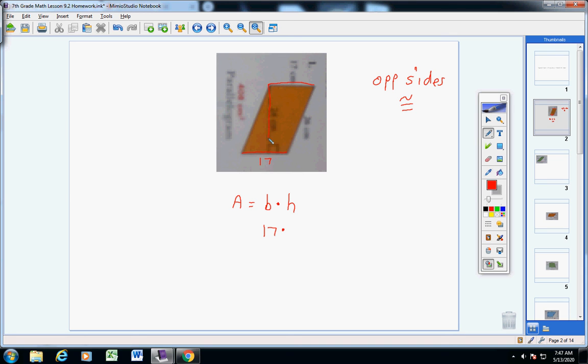Okay, so there's your base, 17. Here's your height right here. And if you look in your book, that blurry number is 24. So we have 17 times 24. Okay, so real quick, 17, 24, 68, 34, 408. So your answer is 408 cubic centimeters. Okay? So guys, make sure you know what the base and the height are when finding the area of a parallelogram.